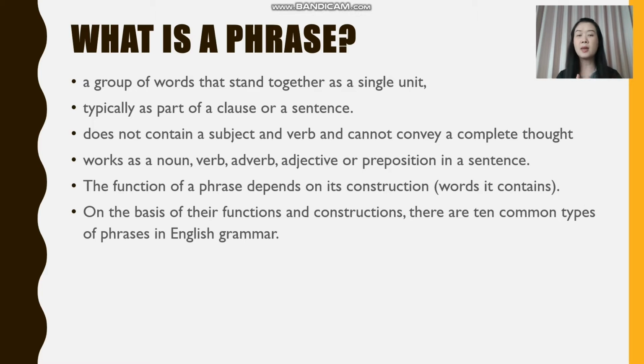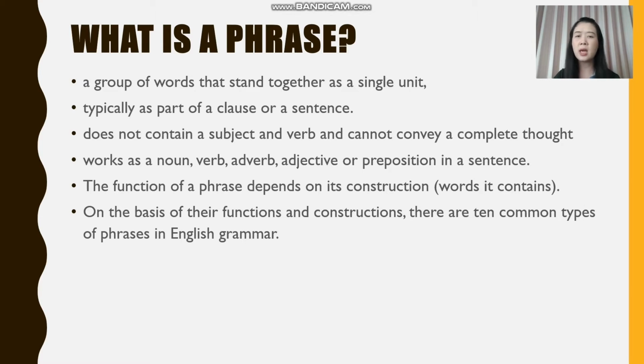They can be a part of a clause or a sentence, just a part. Don't forget this, okay? A phrase does not contain a subject and verb and cannot convey a complete thought. A phrase can act as the subject, but we cannot say that a phrase is a complete thought with a subject, verb, or an object. So it's not like the sentence. It's just a smaller unit compared to the clause or the sentence, but it's bigger than a word. Alright?